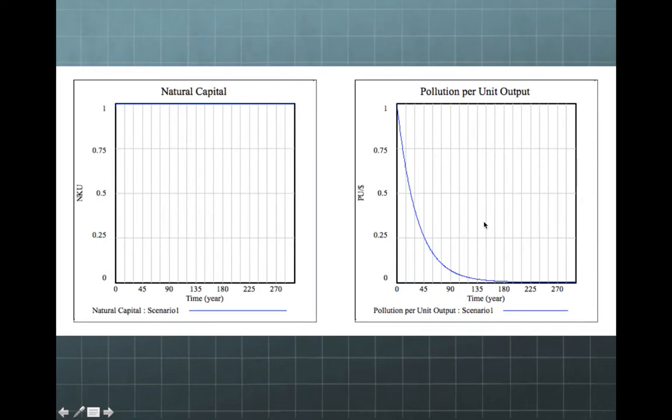If we look at the other two stocks, natural capital in this scenario is pretty much left unchanged. It starts at capacity at 1 and it stays there for the duration. And pollution drops over time exponentially. I think it's probably one of the reasons they call the model Wonderland, because this is a model in which you never run out of nature. There's really very little impact, and pollution goes down over time.